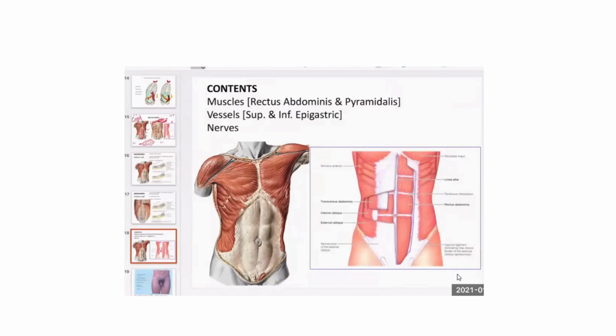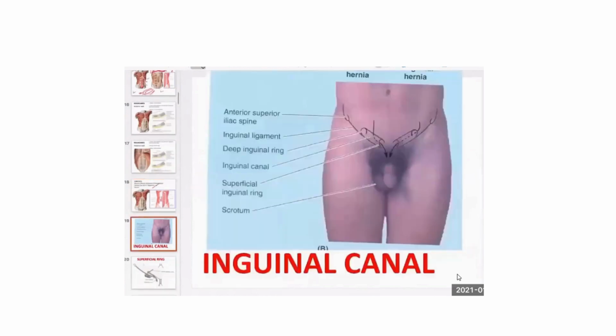See on the picture, rectus sheath is the content along with the superior and inferior epigastric artery. Next is inguinal canal. Are you aware of this? The extent of the inguinal canal is from the superficial inguinal ring to the deep inguinal ring on the anterior abdominal wall. I said superficial inguinal ring is a deficient area on which muscle?